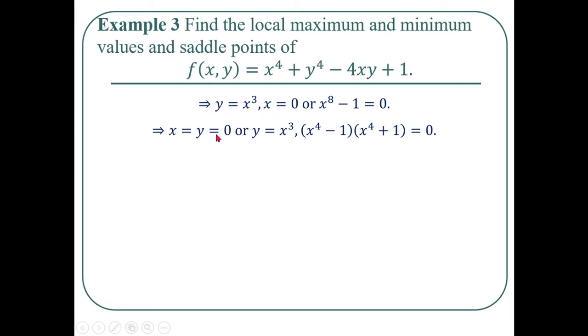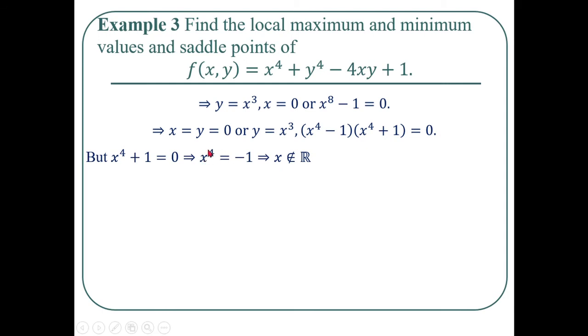When x is equal to 0, y also becomes 0, so we will get x is equal to y is equal to 0. And when x^8 minus 1 is equal to 0, it can be factorized as (x^4 minus 1) into (x^4 plus 1) is equal to 0. Again, as product of two terms is 0, at least one of them is 0. So either x^4 minus 1 is equal to 0 or x^4 plus 1 is equal to 0. But x^4 plus 1 is equal to 0 cannot be possible when we think about the real values of x, because x^4 plus 1 is equal to 0 is possible only when x^4 is equal to minus 1.